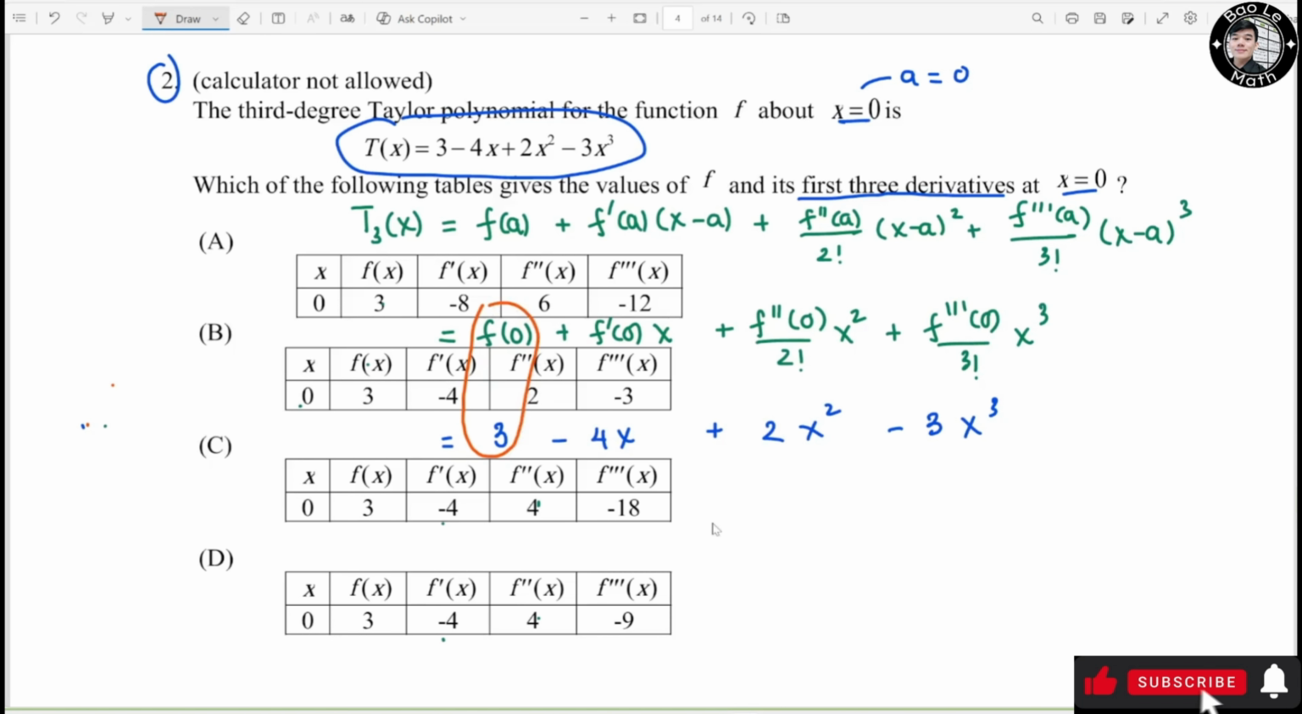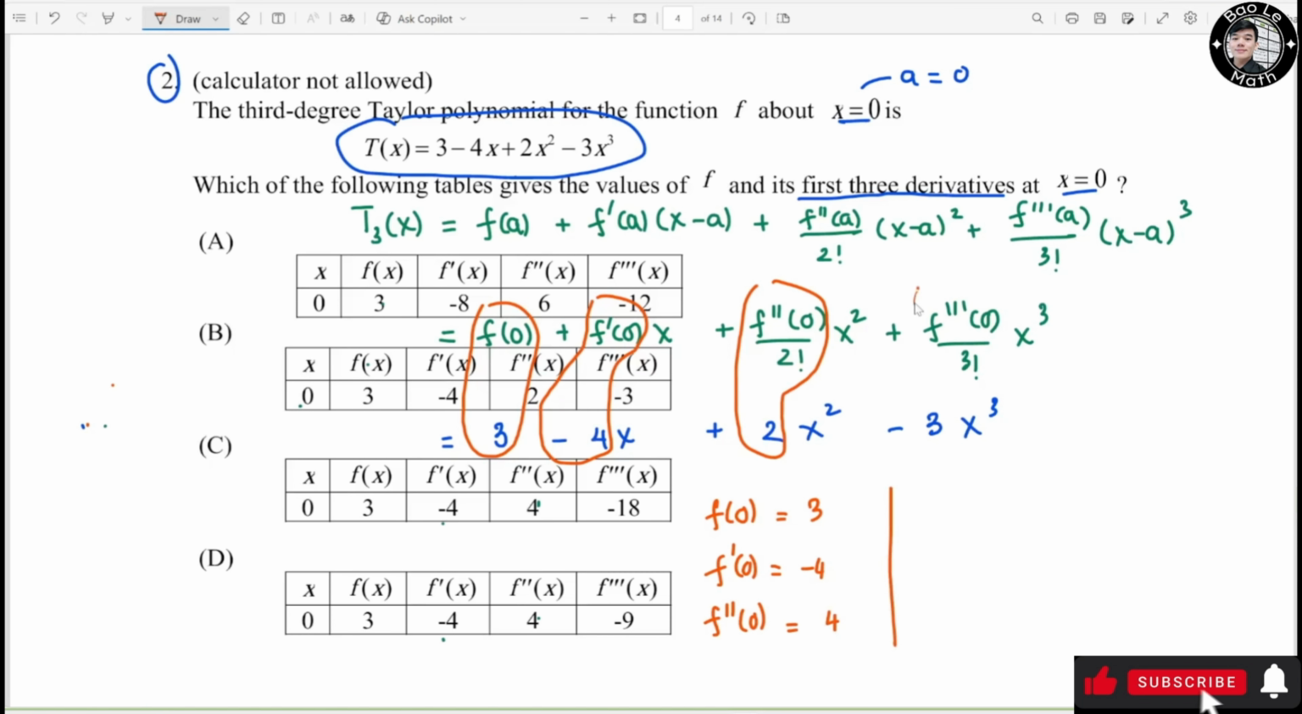F of 0 equals 3. Next one, f prime of 0 equals negative 4. F double prime of 0 over 2 factorial equals 2, so f double prime of 0 should be 4. And f triple prime of 0 over 3 factorial equals negative 3, so f triple prime of 0 equals 3 factorial times negative 3, which is negative 18. So all this matches.